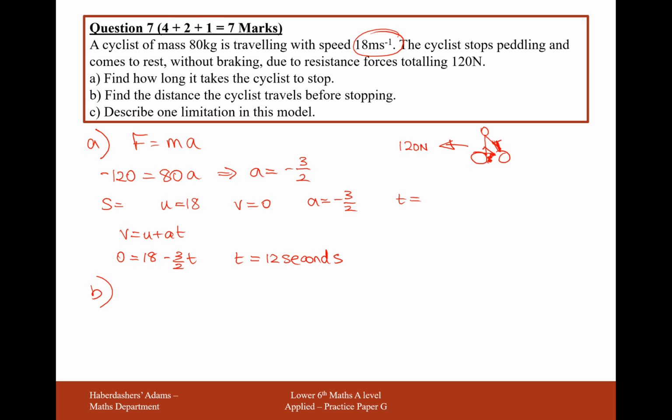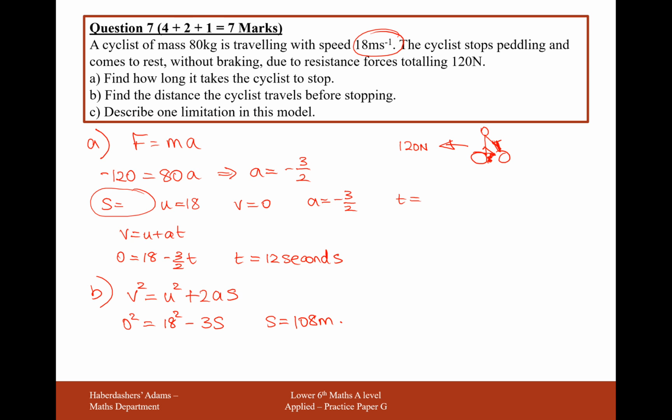Part B is find the distance the cyclist takes before stopping. So now in the Suvat formula we're going to find S. So using the two that we've found before, v squared equals u squared plus 2as, and we're going to get 0 squared equals 18 squared minus 2 times 1.5, that's 3, so S. So S here is going to equal 108 meters.